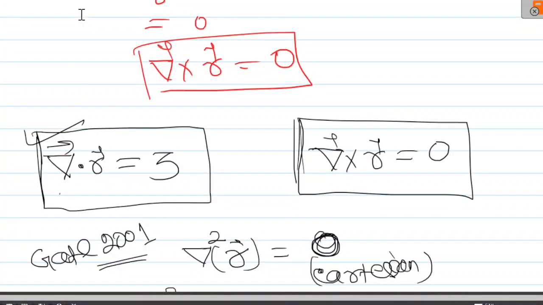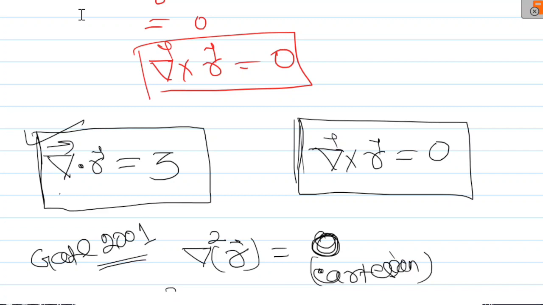Okay, so let's stop here. I think this will definitely help you in deriving this expression.